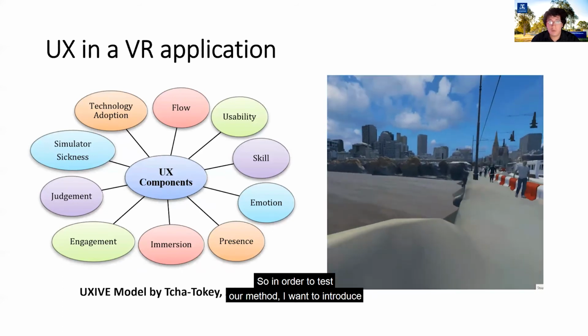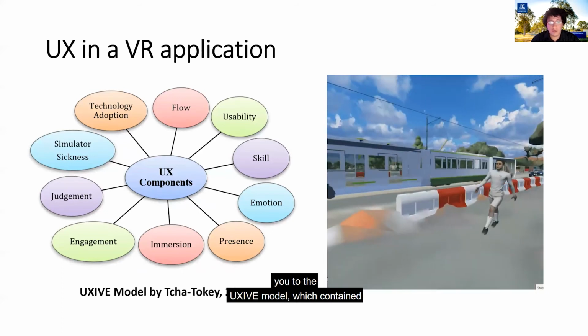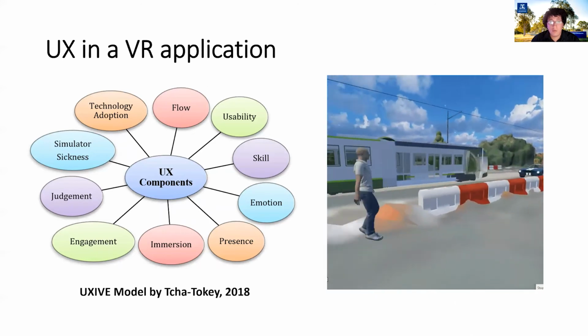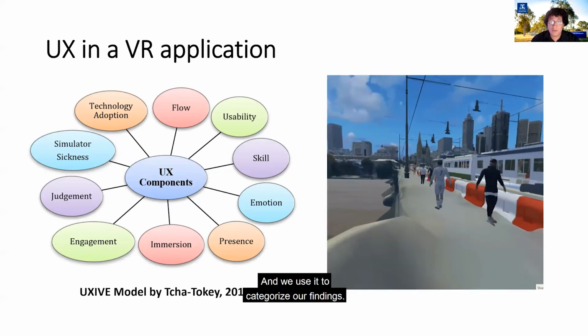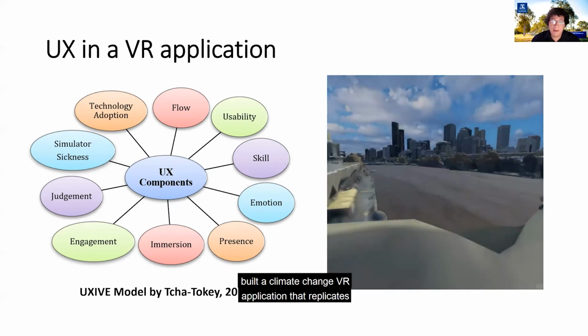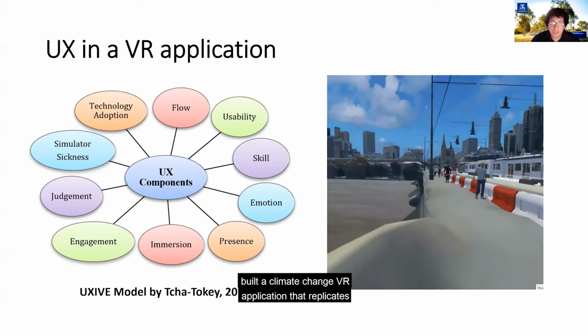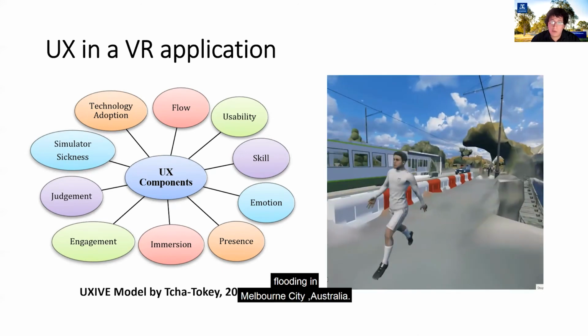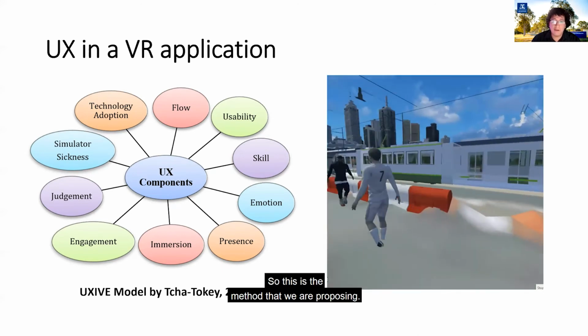So in order to test our method, I want to introduce you to the UXIB model, which contains 10 UX components, and we use it to categorize our findings. You will see that in later slides. And then we built a climate change VR application that replicates flooding in Melbourne City in Australia.